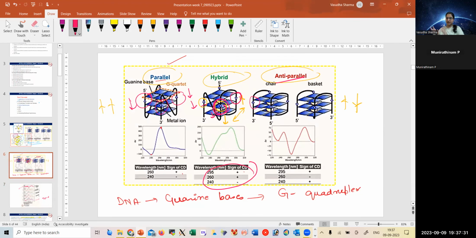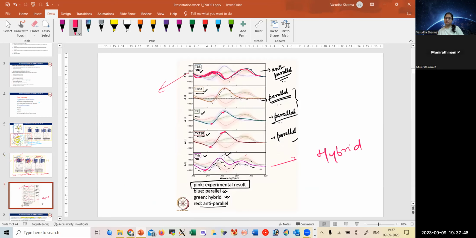So just looking at the spectra itself, the bands, in what direction, positive, negative, and looking at the values, they would be lying near that 240, 260, 295 region only. So they're not very difficult to remember, and you can predict which belongs to which topology.